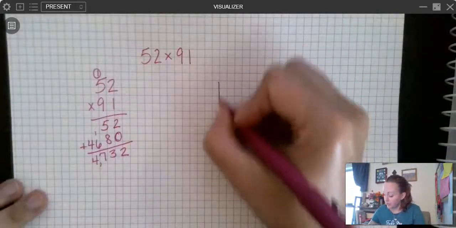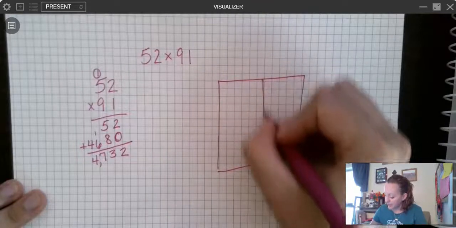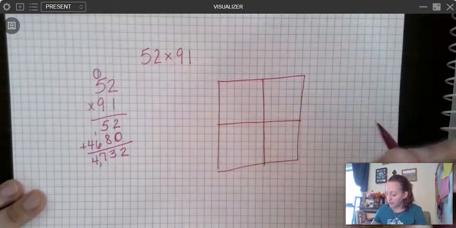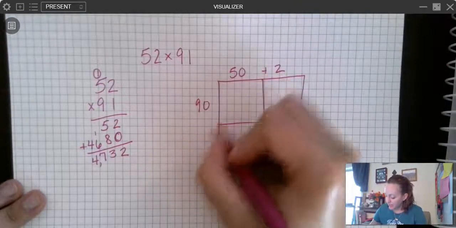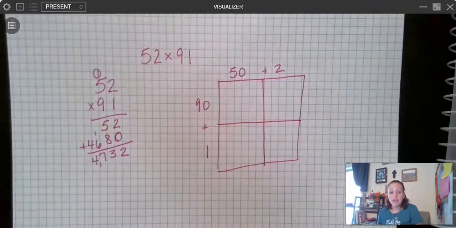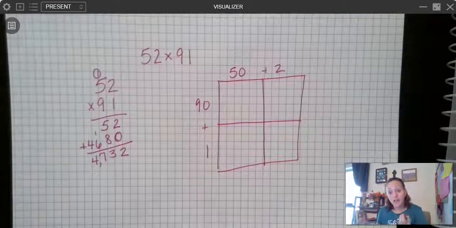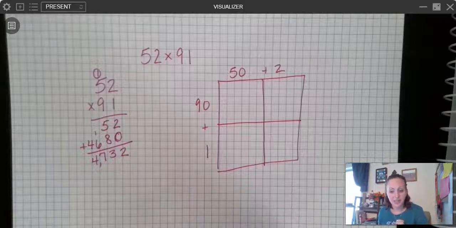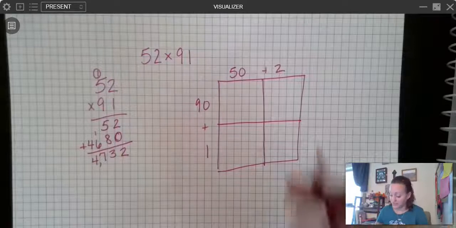Remember, we can do our area model. And we're doing the exact same thing with the area model that we're doing over here. We have 52 and 91. I'm doing the same thing. I'm just breaking it up into smaller parts. And watch how quickly I can do this, because this is one thing I hear is that this strategy takes longer than this strategy. It doesn't.